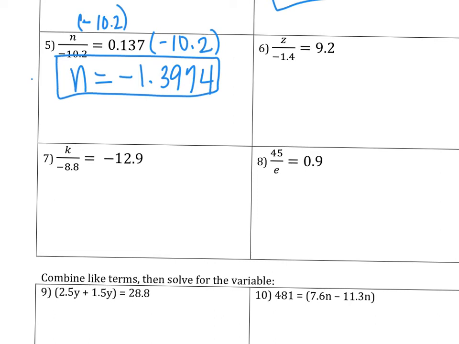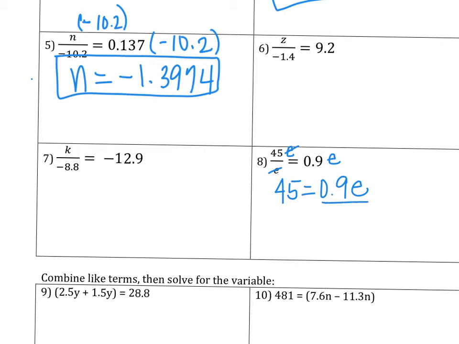Let's do number 8. What do we do when we have our variable in the denominator? We don't want to keep it in the denominator. We want to move it up to the numerator so that we can easily solve for it. The way that you get your variable out of the denominator is to multiply both sides by your variable, which is on the denominator. So when we do that, these two cancel out, and so now we just get 45 equals 0.9e. Now we have our variable in our numerator, and we just have a regular equation. Now we know what to do with it.